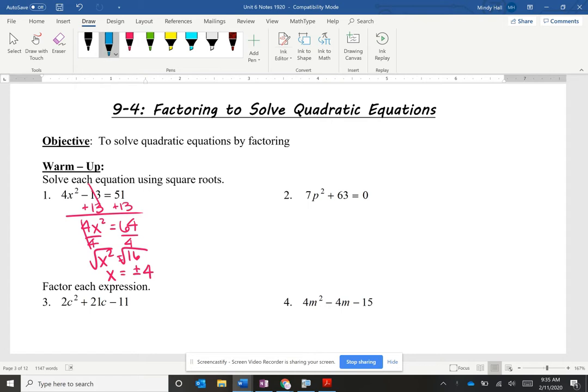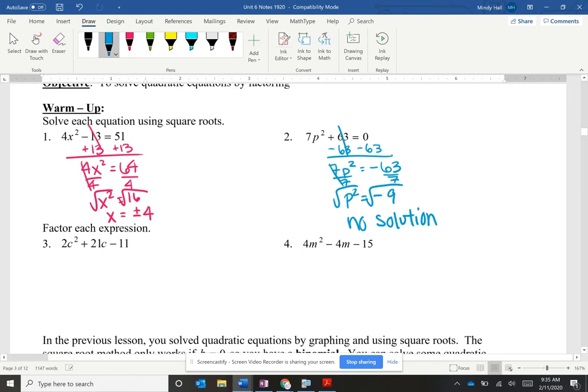So then with number 2, we're going to subtract the 63 so that we can get the x squared by itself again. So we would have 7p squared equals negative 63. When we divide by 7, we get p squared equals negative 9. But remember, when we take square roots, we can't take a square root of a negative number yet, and so then this would be no solution, at least for now. You guys will deal with that when you get into Algebra 2.